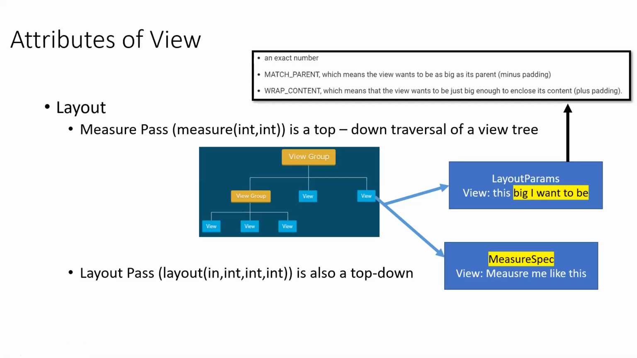Layout is measured in two passes. One pass is a measure pass, the other is a layout pass. So what happens when the Android framework decides to lay out the element? First of all it measures the size, and once it has the measurement, only then is it able to lay out.